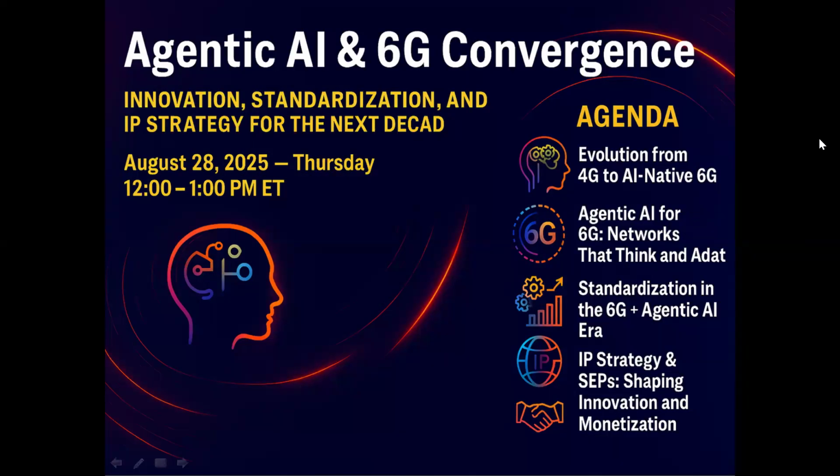Okay, so what I'm going to talk about today is two of the most current state-of-the-art innovations that we're going to see over the next decade. And this is AI, mostly agentic AI, and sixth generation telecommunication. We're going to discuss in three aspects: innovation, standardization, and IP strategy.